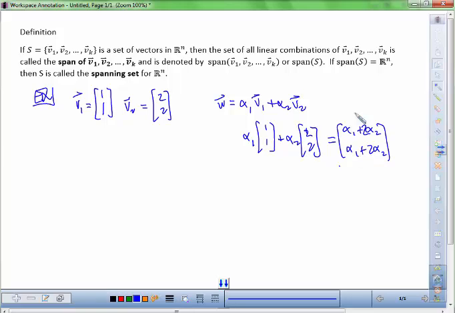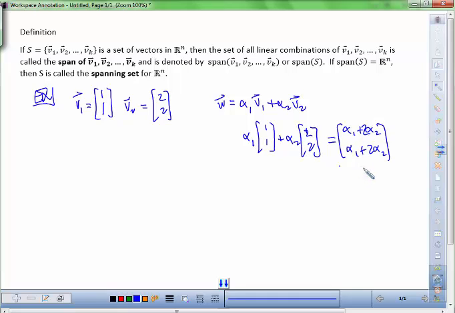So what do you notice about this vector over here? What do you mean by a line? Not quite. What do you notice about this vector over here? It's what?